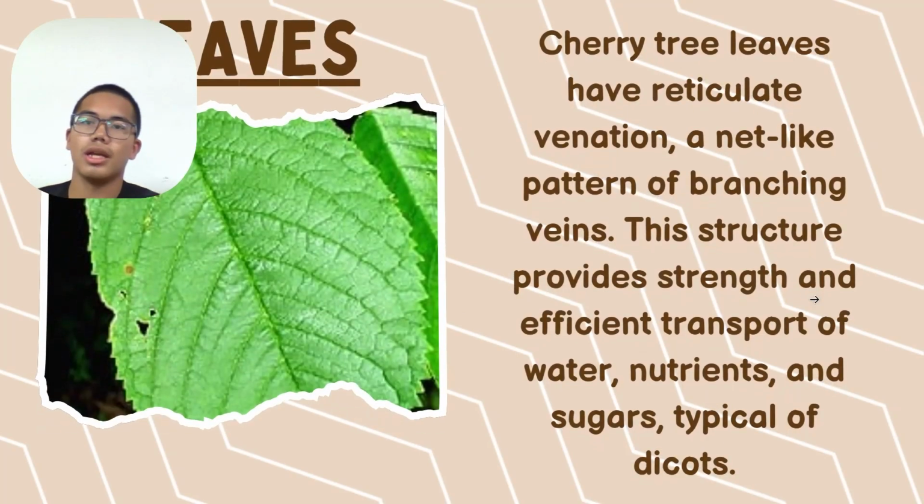Okay, the leaves. Cherry tree leaves have reticulate venation, a net-like pattern of branching veins. This structure provides strength and efficient transport of water, nutrients, and sugar, typical of dicots. If you want to talk about monocots, they have vertical parallel leaves, and they are usually long like this. And then usually the stripes are straight like this.